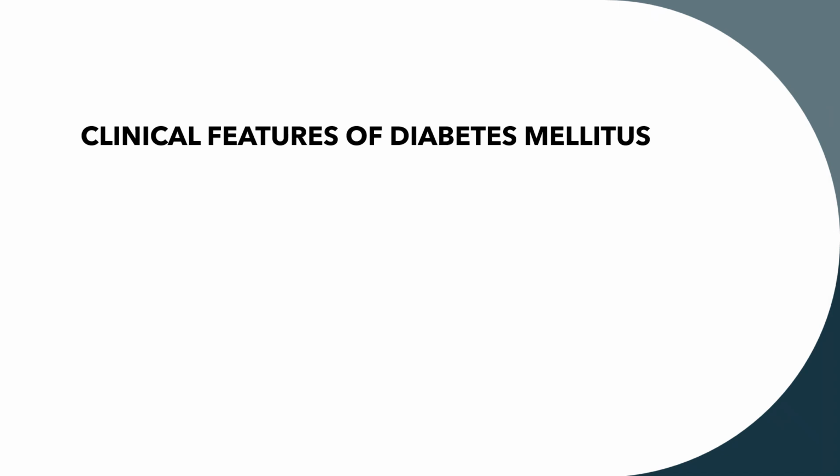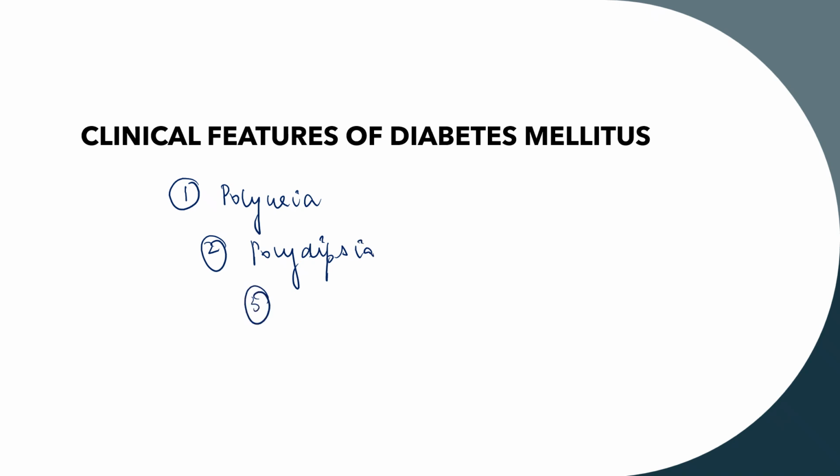So diabetes mellitus has three important clinical features. The first is polyuria. The second is polydipsia. And the third is polyphagia. Now what do these three terms mean and how do these derangements come about? Let us see in the next slide.